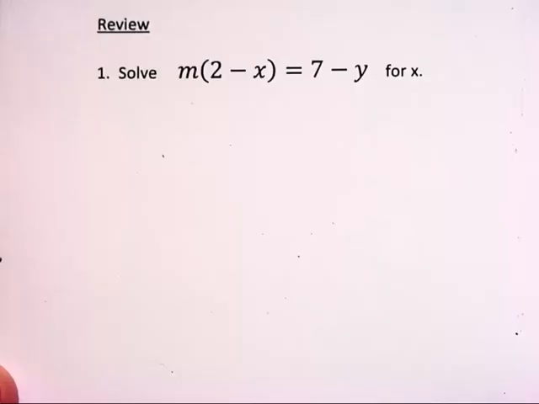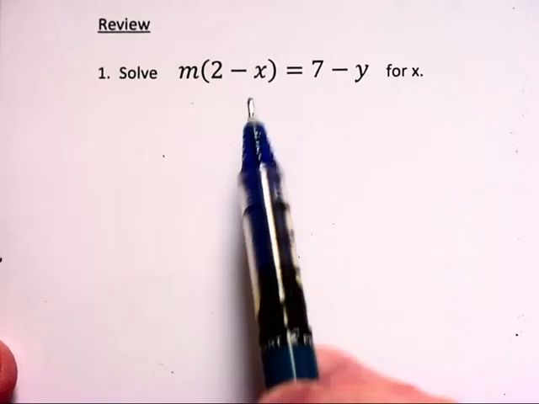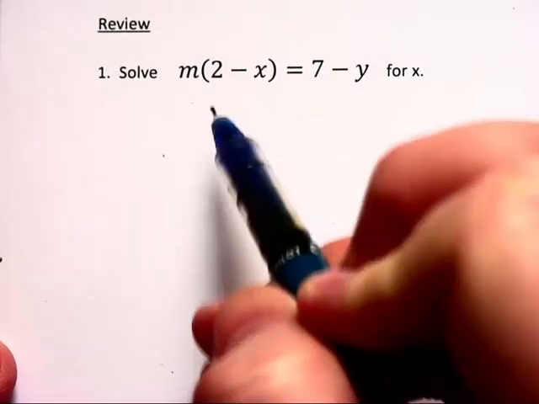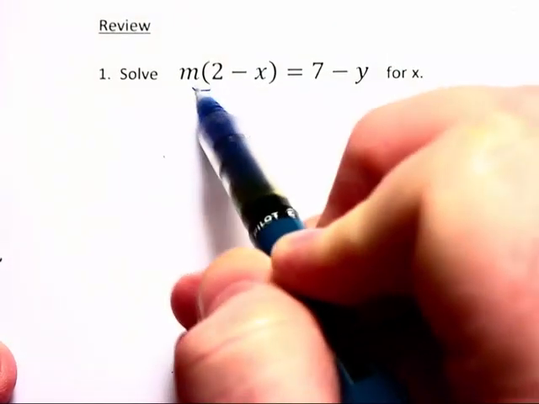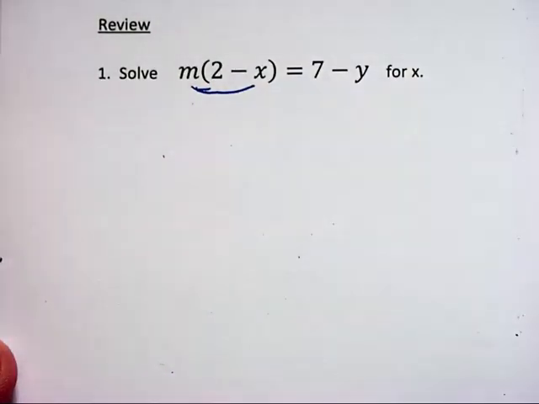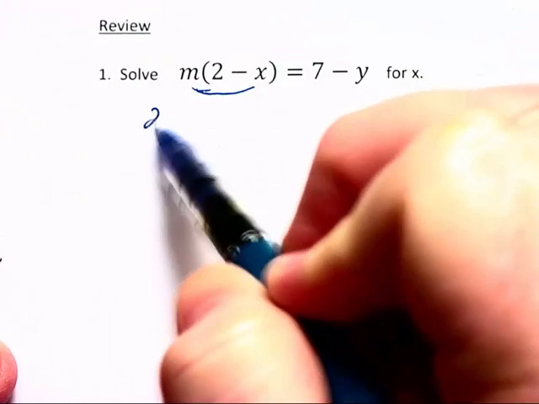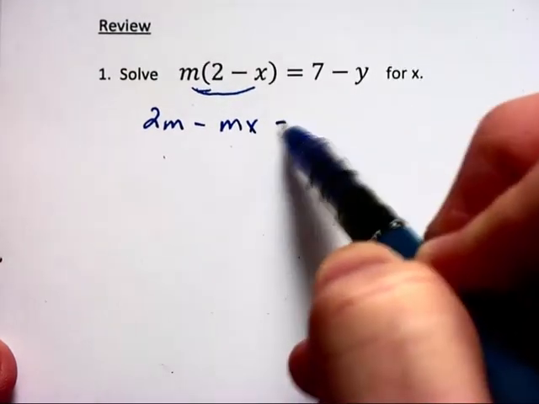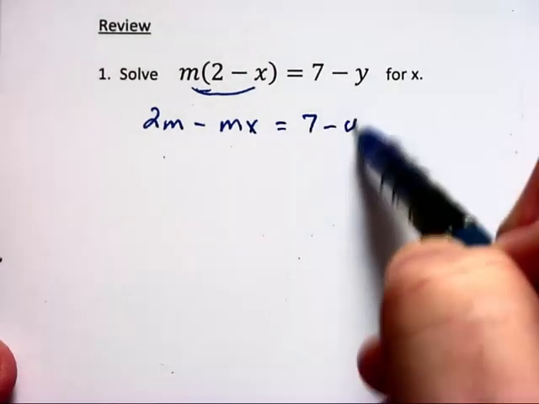Now let's do some review of what we've learned about graphing. Let's begin by solving an equation for x. Because we see the parentheses here, the first thing we want to do is distribution to remove the parentheses. That's going to give us 2m minus mx is equal to 7 minus y.